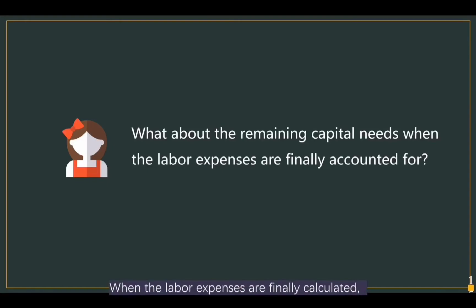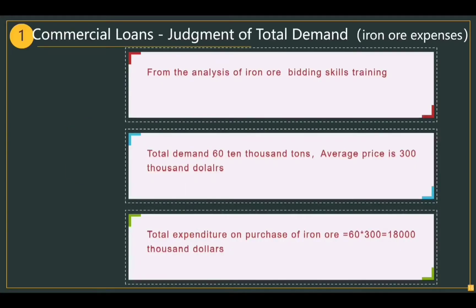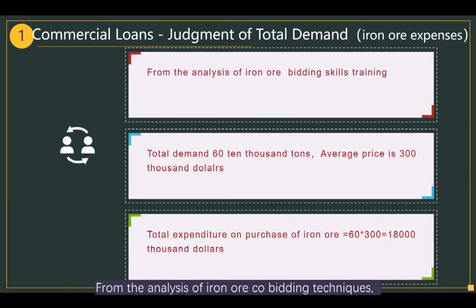When the labor expenses are finally calculated, what about the remaining capital requirements? Let's start the second calculation, iron ore spending. From the analysis of iron ore co-bidding techniques, we know that the total demand for iron ore is 10,000 tons, and the average price is $300,000 per 10,000 tons. So the total spending for purchasing iron ore concentrate is equal to 60 multiplied by 300, which is $18,000.